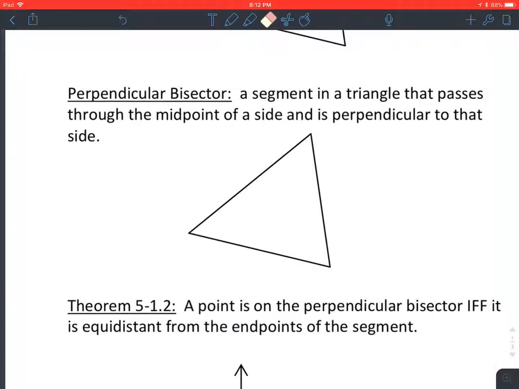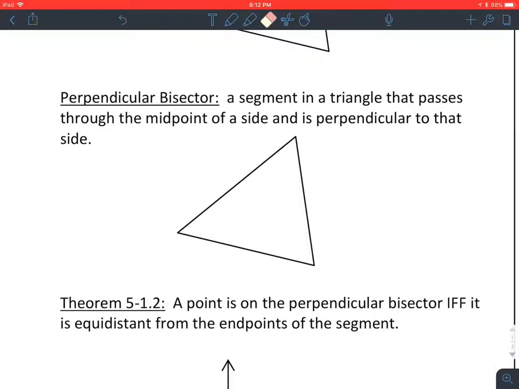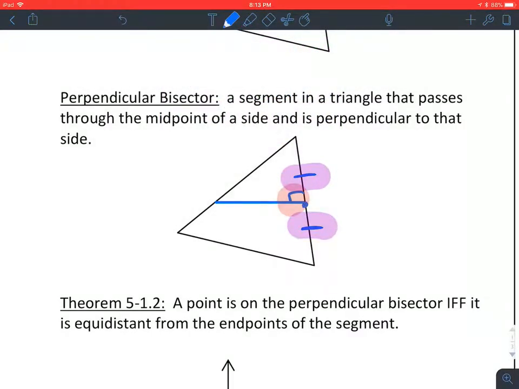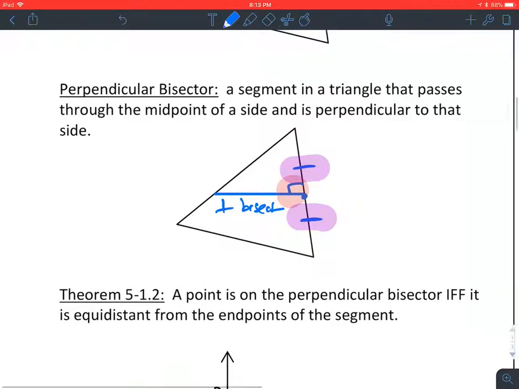A perpendicular bisector doesn't necessarily have to even be in a triangle, even though it mentions a triangle here. Perpendicular bisector. A segment in a triangle that passes through the midpoint of a side and is perpendicular to that side. So let's say that this side's midpoint is here. To show it, put the same number of dashes on each side. This segment here is a perpendicular bisector. It forms a 90-degree angle and cuts the side in half. This is a perpendicular bisector. Notice it does not have to go through a vertex. It could, doesn't have to.